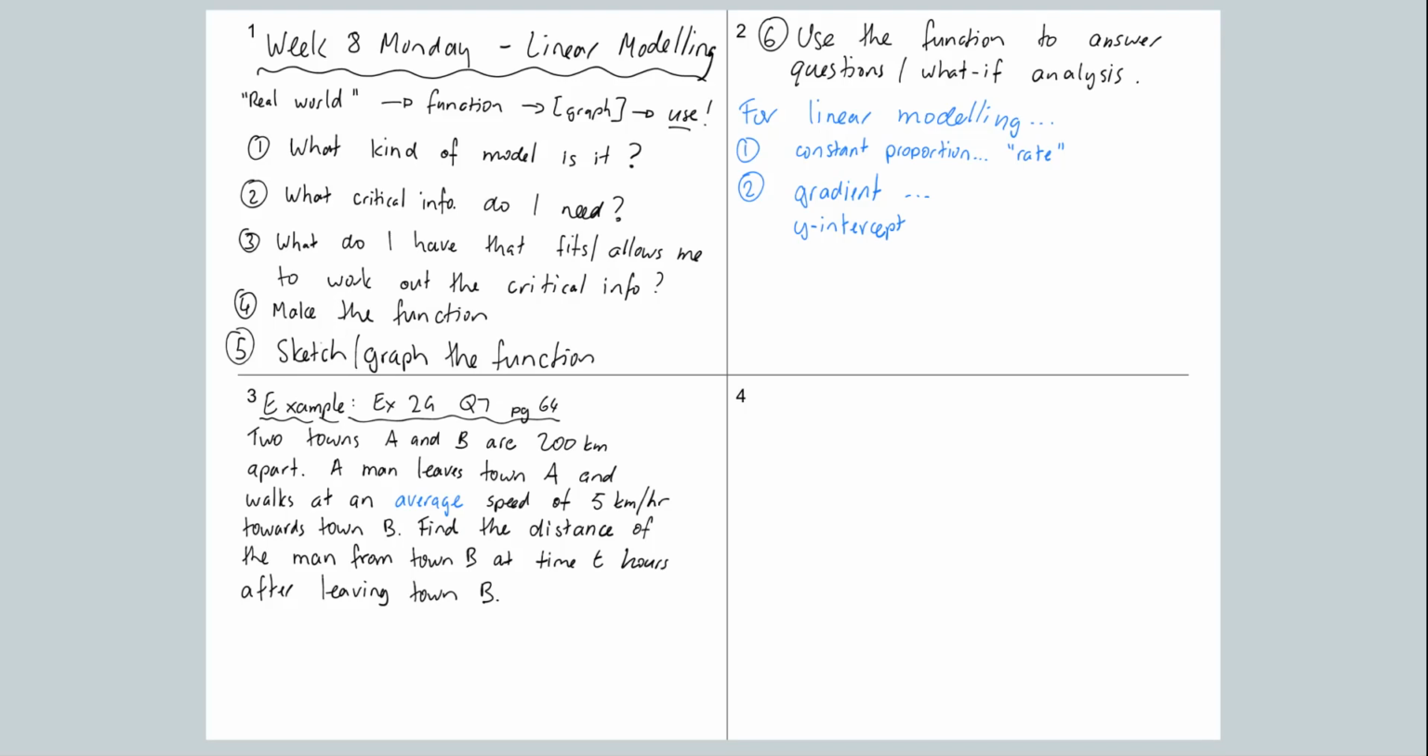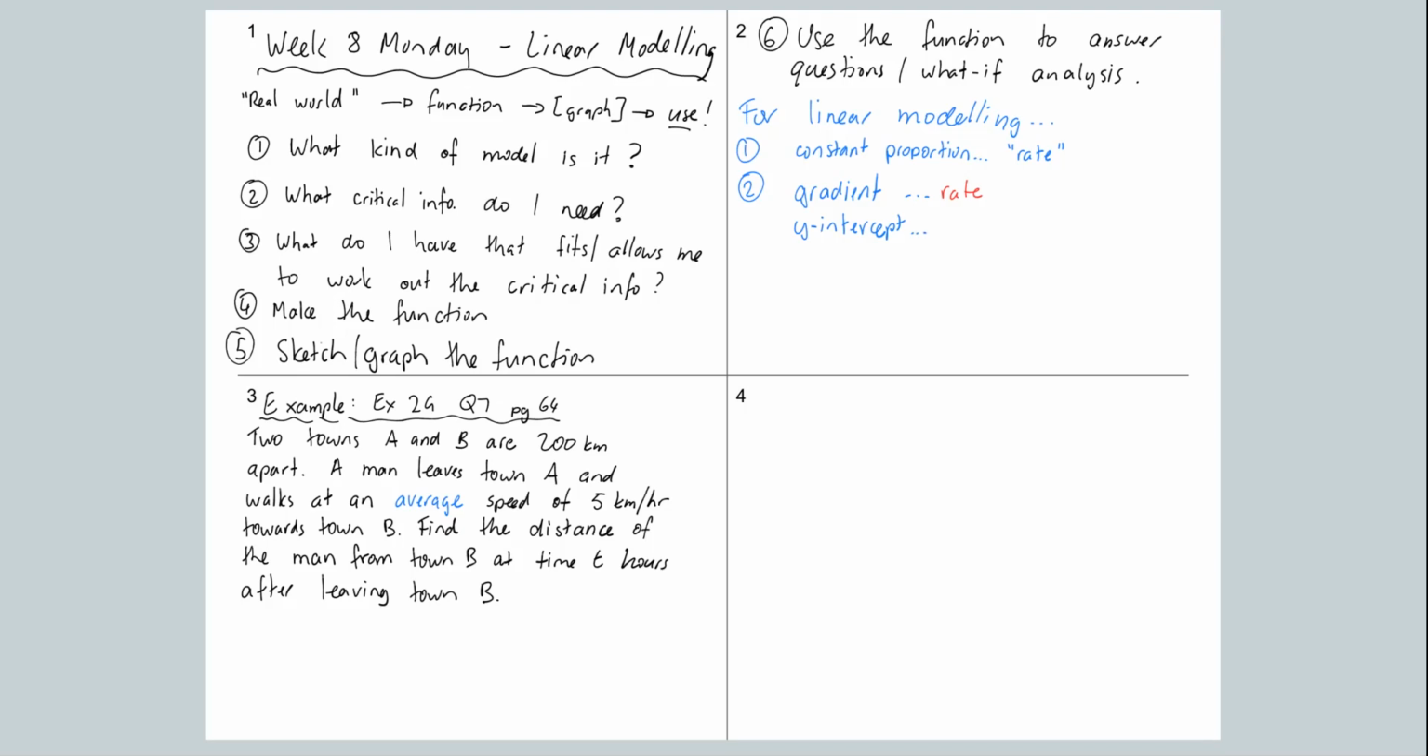So what does it look like in a question? Gradient is almost always some kind of rate. Okay, so that's what you're looking for, something which gives you a something per something kind of idea. It might be that you're not given the rate, but you're given two pieces of information that allow you to work out a rate. So it's not always exactly right.